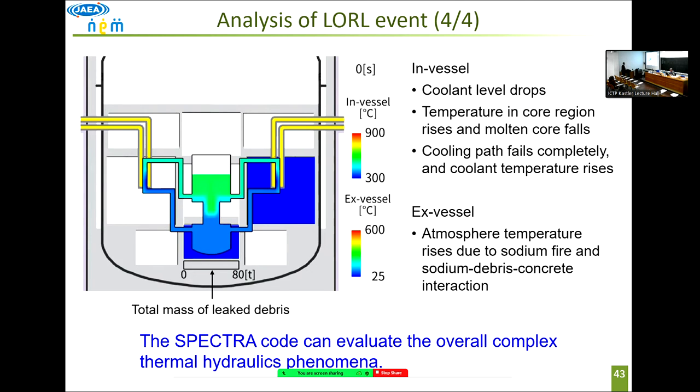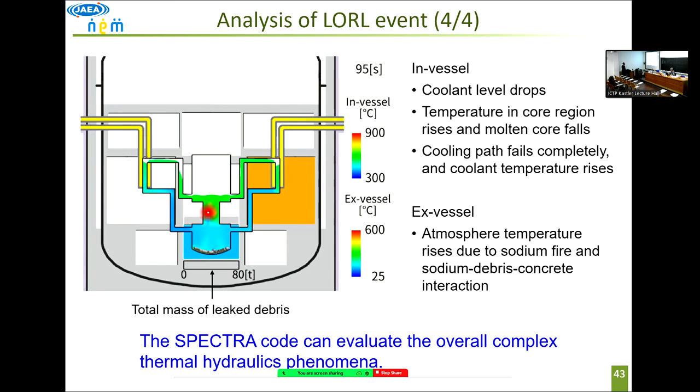Before starting the movie, here is the in-vessel region, and this blue rectangle means the ex-vessel compartment where sodium leakage takes place. Here is the bottom of the containment, and in the worst case, we will obtain some melting of fuel here, and finally it goes out from the reactor core. Okay, let me check the movie. Firstly, the leakage starts, and you will see the level decrease.